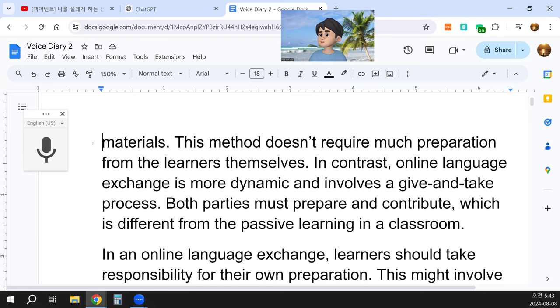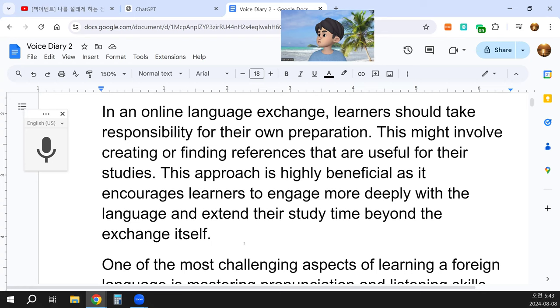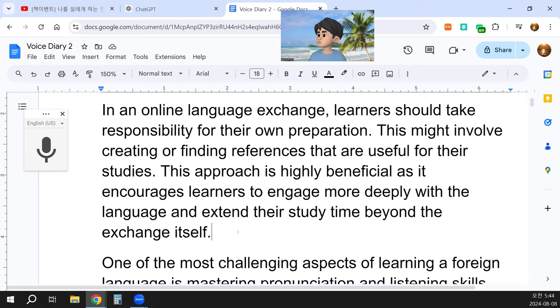In contrast, the online language exchange is more dynamic and involves a give and take process. Both parties must prepare and contribute, which is different from the passive learning in a classroom. In an online language exchange, learners should take responsibility for their own preparation. This might involve creating or finding references that are useful for their studies. This approach is highly beneficial as it encourages learners to engage more deeply with the language and extend their study time beyond the exchange itself.